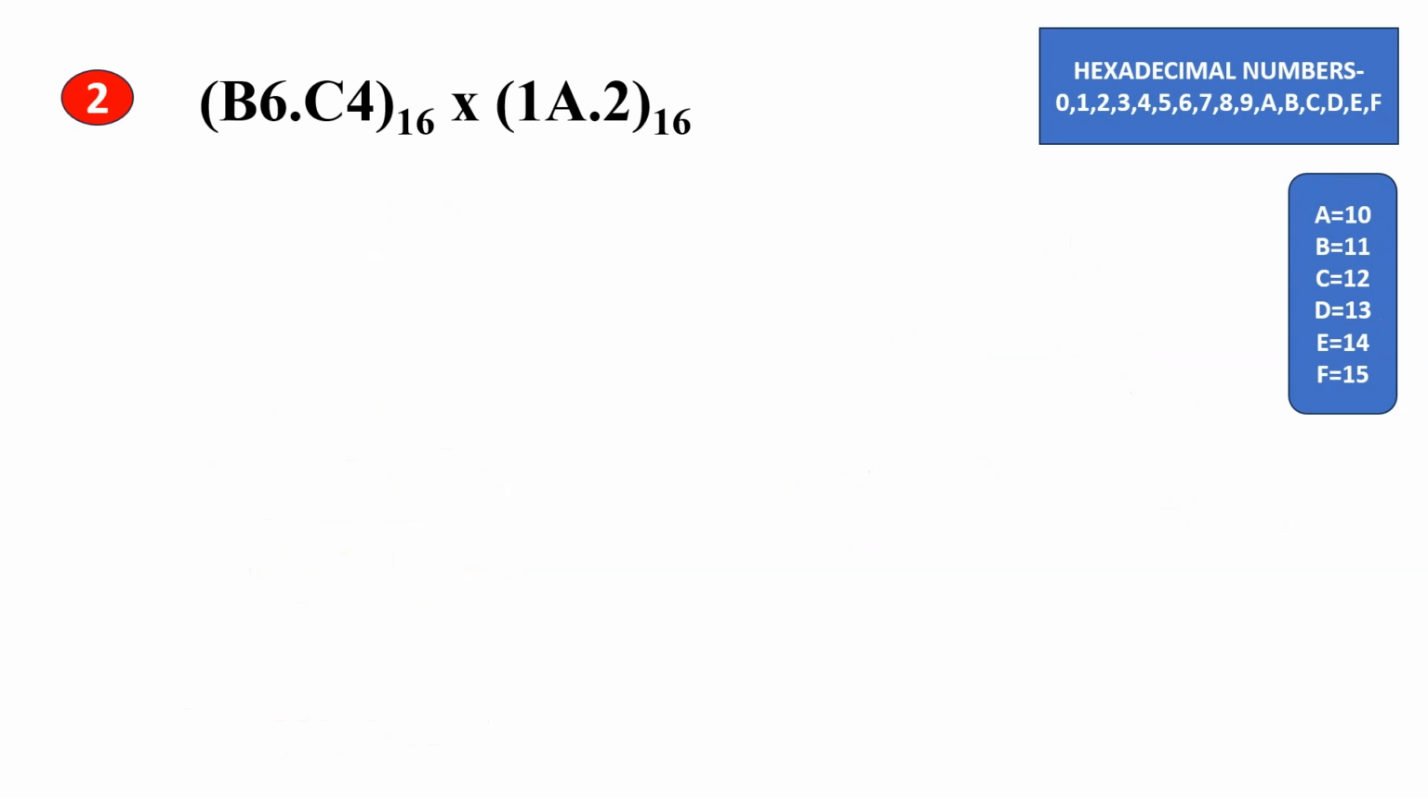Problem 2. Here both the multiplicand and the multiplier have the radix point. So let us begin multiplication without having the radix point. First let us multiply B6C4 with 2. So 2 into 4 gives us 8.